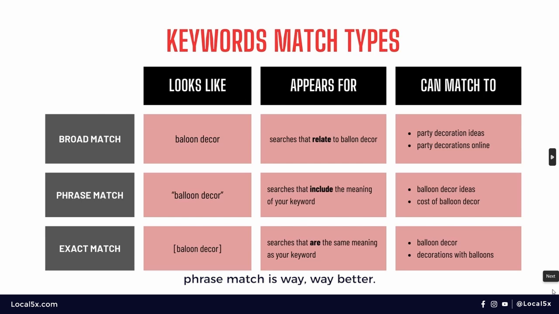Phrase match is way, way better. And the way that looks is with quotes, like you see there, balloon decor with quotes. And the difference here is that now, to trigger that ad, the search has to include the meaning of the keyword, okay? So that makes the keyword a lot more targeted when it's on phrase match. And I put there as an example, balloon decor in phrase match would trigger balloon decor ideas, cost of balloon decor. So as you can see, that's way more targeted to actual balloon decor.